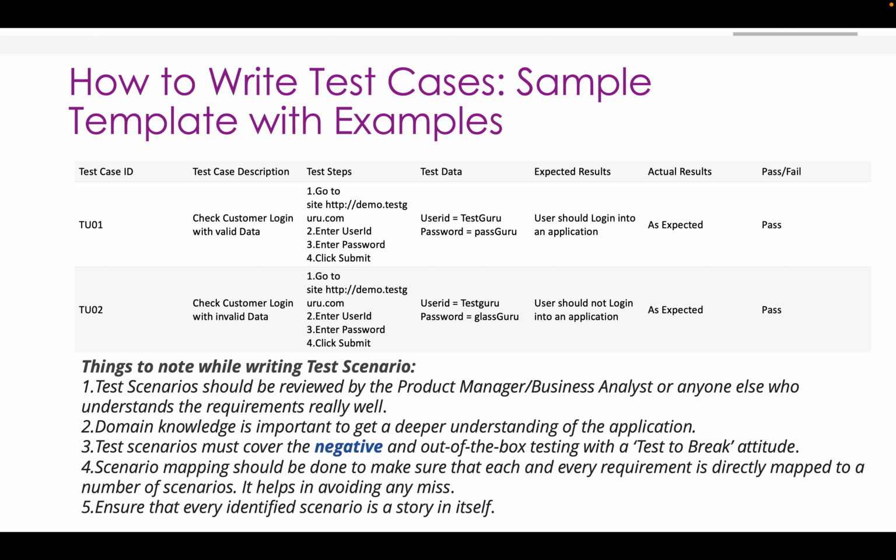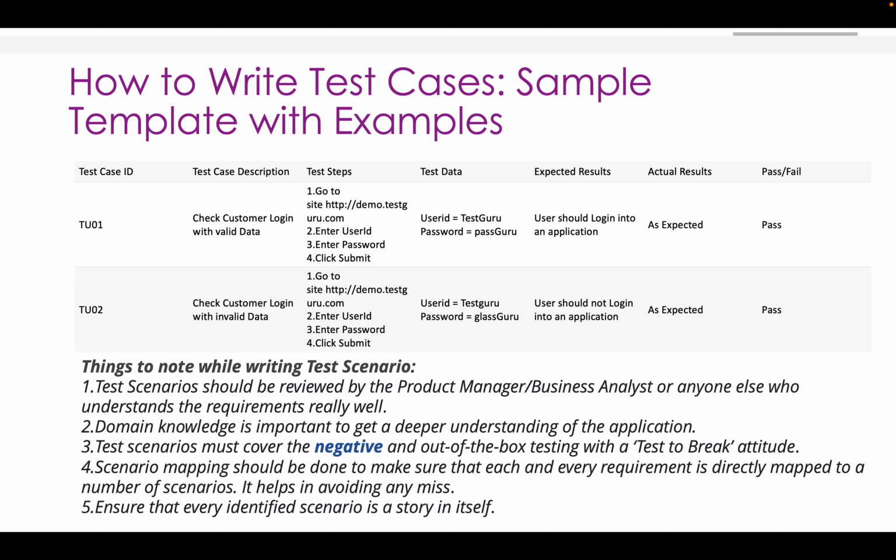We have to always think about how to break the application and prepare our test cases with negative and out of box scenarios. Okay, and next, scenario mapping should be done to make sure that each and every requirement is directly mapped to a number of scenarios. It helps avoid any misses with the requirement. We'll learn more about that in the next slide. So ensure that every identified scenario is a story in itself. You have to write the scenario in a very detailed manner, so that you know what the requirement from the business is, or how the user will be using that application. So in that case, you have to think and write our test scenarios.